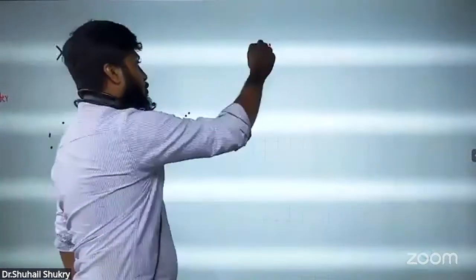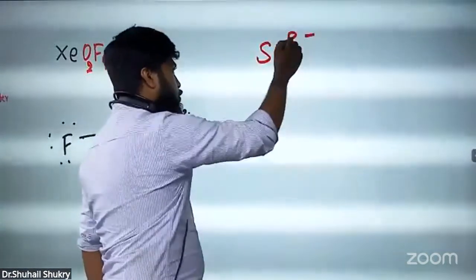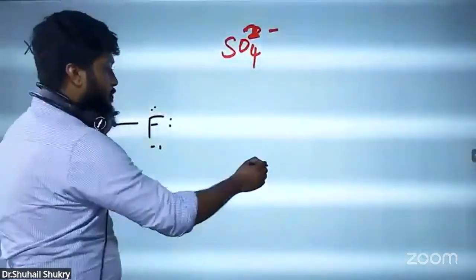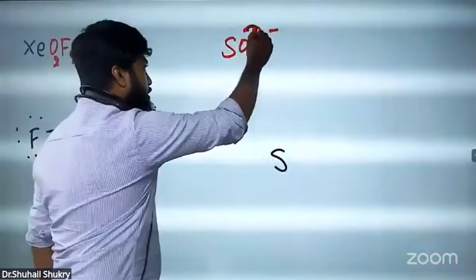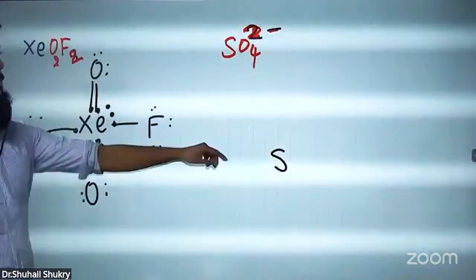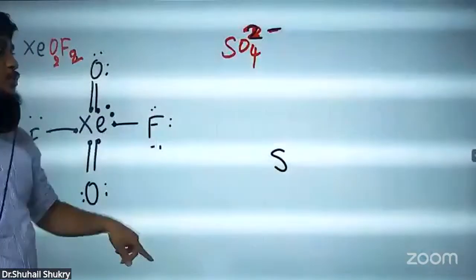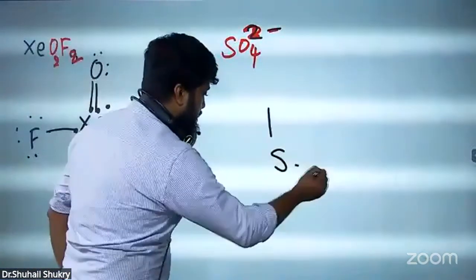Sometimes they will give SO4 2 minus. When they ask SO4 2 minus, these are very easy. But remember, SO4 2 minus means sulfur is in the middle. There are 2 minus charges. 2 minus means whatever the minus charges are, they should be on the surrounding atoms. Then these minus charges should be on oxygen. Very easily you can take it.